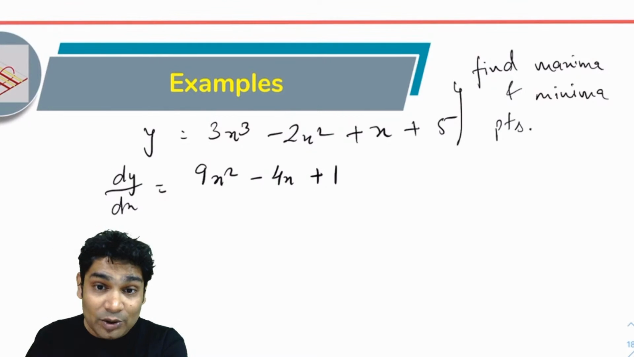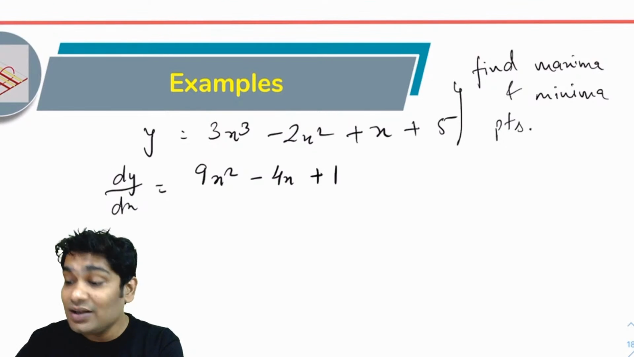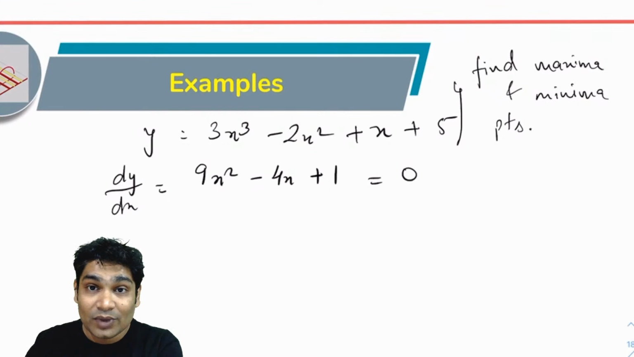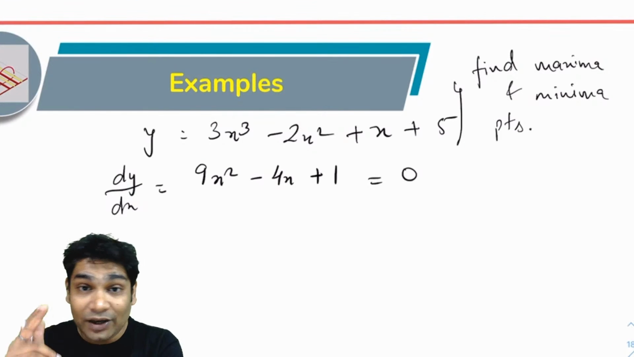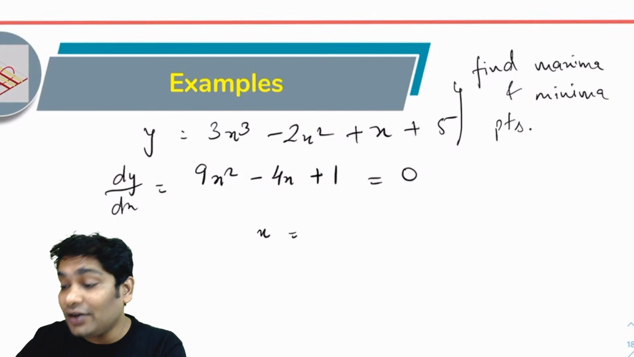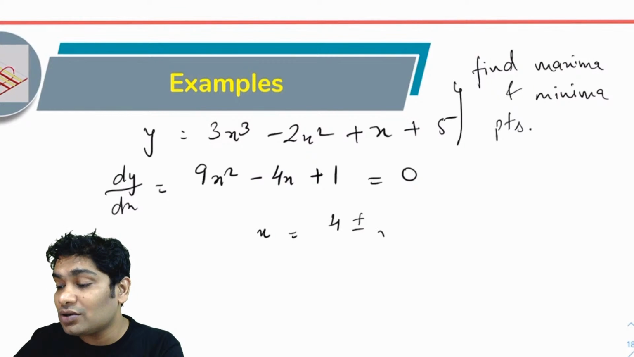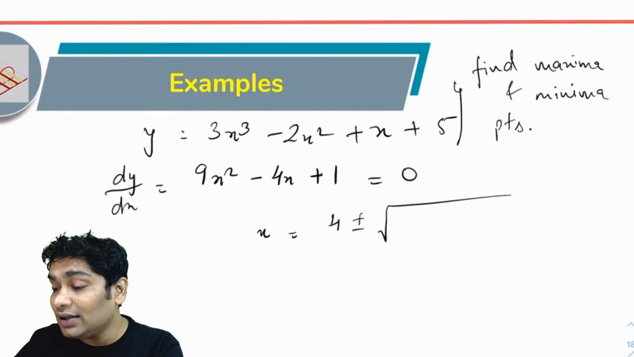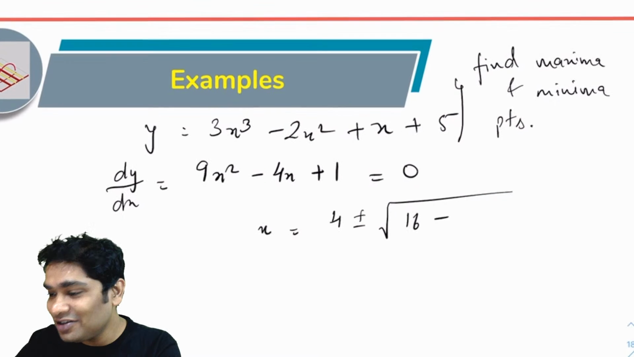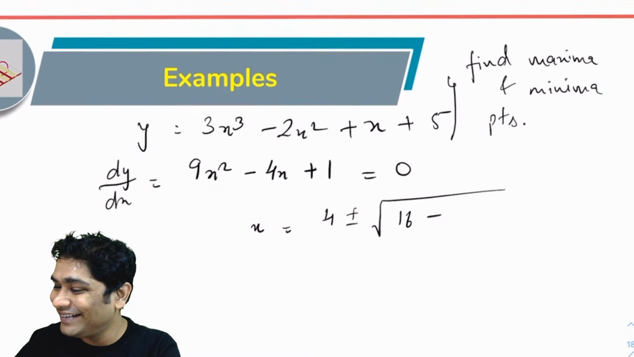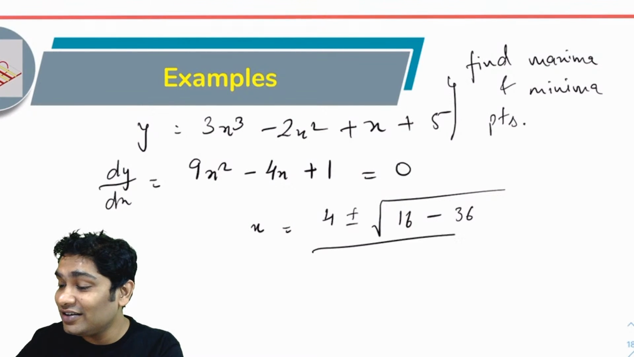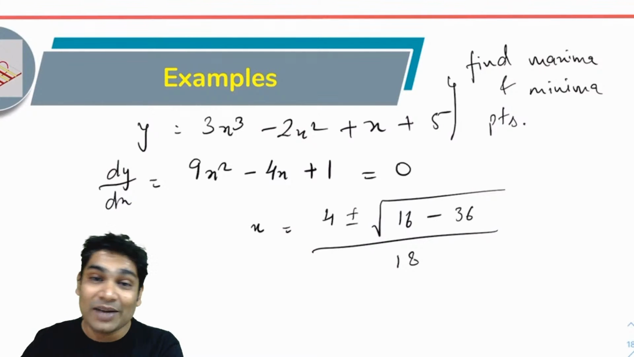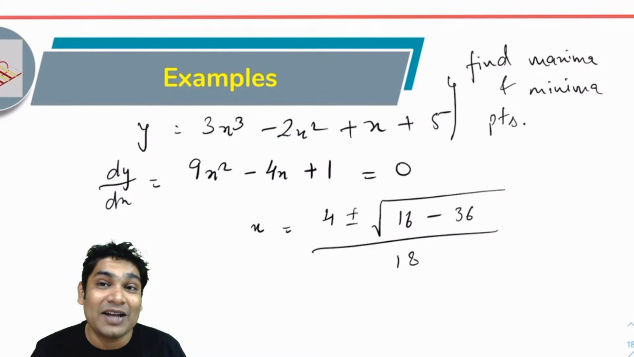Now you say that for maxima and minima points, this should be equal to 0. When this is 0, you get two values of x. You will get your x as 4 plus minus root of 16 minus something, giving imaginary roots. Since I randomly selected the equation, I'm getting imaginary roots, which is weird. So roots are imaginary, which means this graph does not have any maxima or minima points.